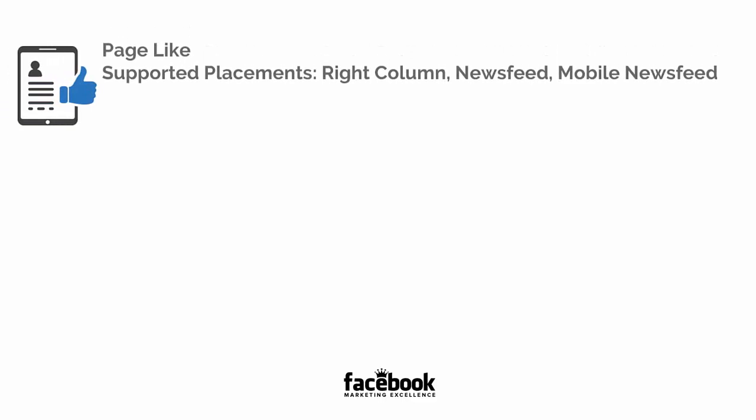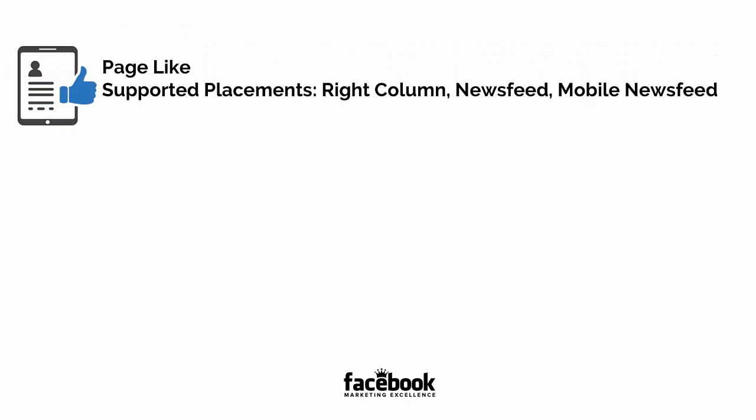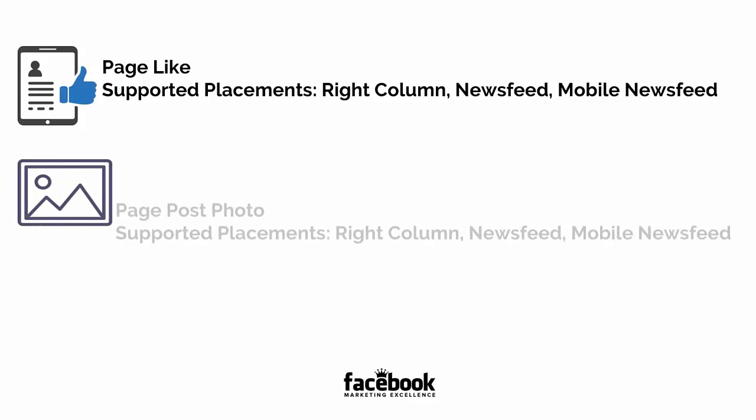Next is page like. Supported placements are the right column, the newsfeed, and mobile newsfeed. And this is an advert for your Facebook page, wherein you're trying to increase your number of likes so that you can generate a bigger audience to market to. Again, you get a nice big image and a prominent like button. Make sure to include a call to action in your text to encourage this further.